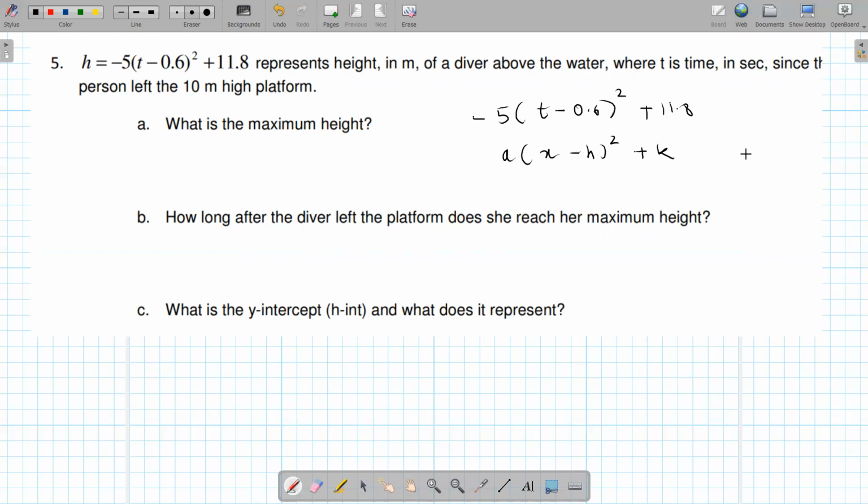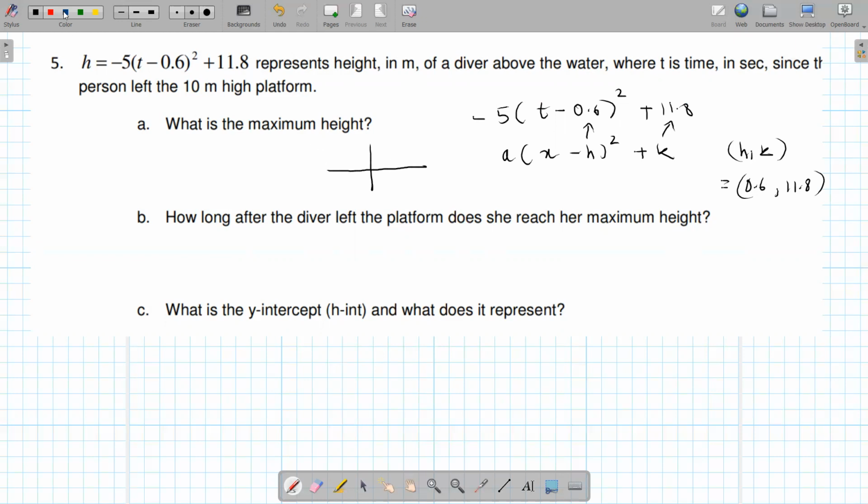And why are we doing this? Because we need h comma k. The vertex tells us everything. If you compare these two together, what's h comma k? Now, what's the h value? 0.6. Yeah, h is 0.6. And what's the k value? 11.8. Right, 11.8. Now, what does that mean? What do you think that means in the context of this question?